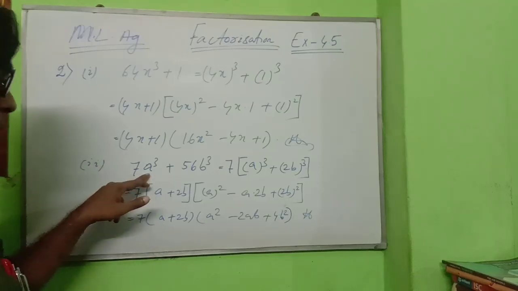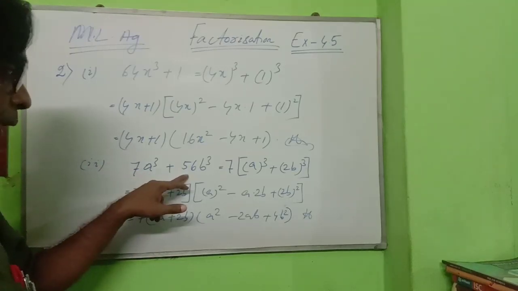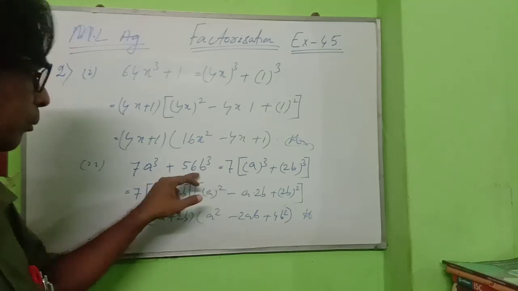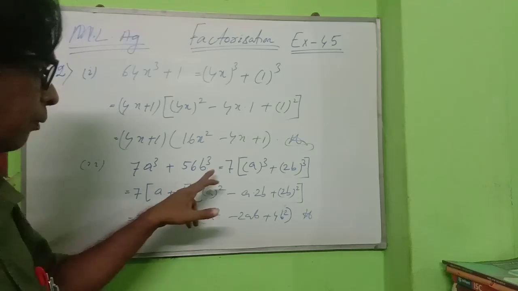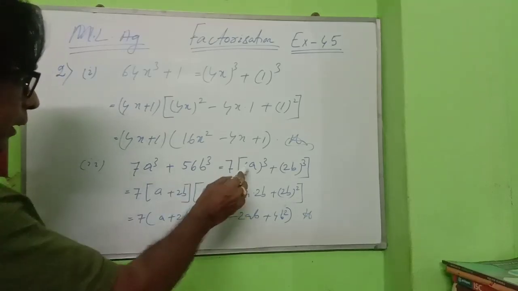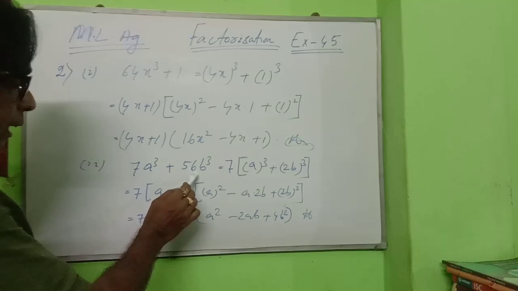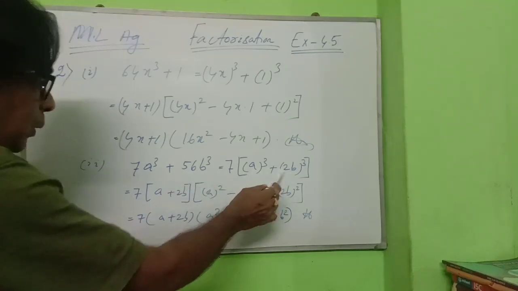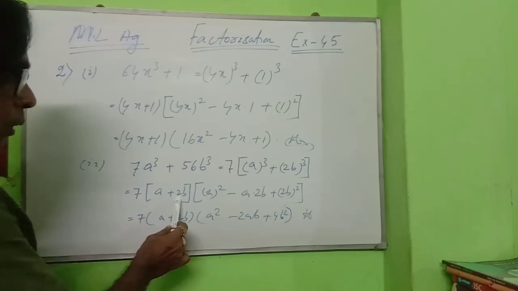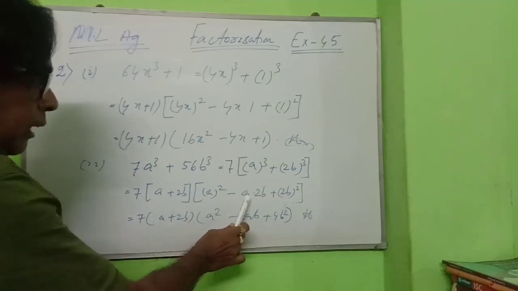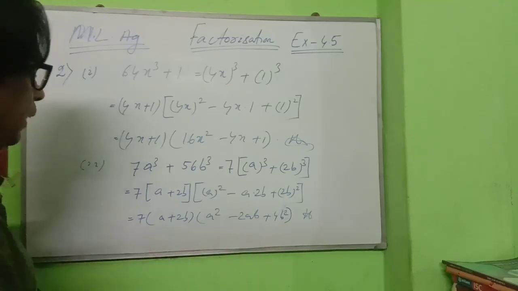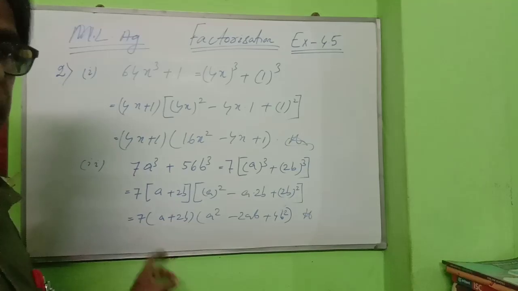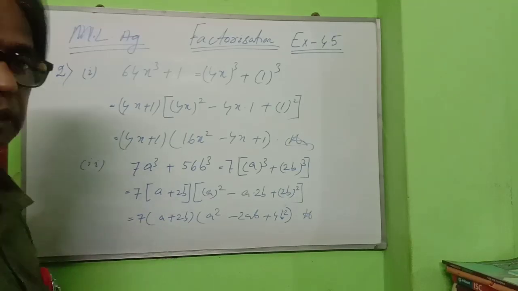Just see again, the question is 7a cube plus 56b cube. First you have to see that 7 can be taken common from both. After taking 7 common, what is left here? A whole cube, and here 8b cube, that is 2b whole cube. The a cube plus b cube factorization formula is a plus b whole into a square minus ab plus b square. After that you get the final result of number 2, second part. Okay, just see number 3.